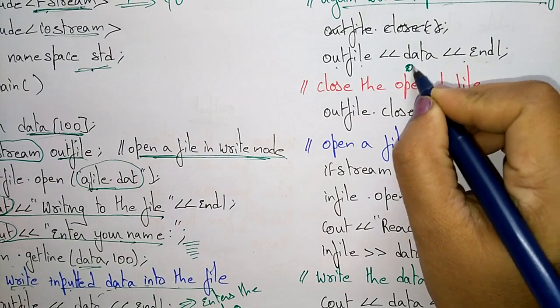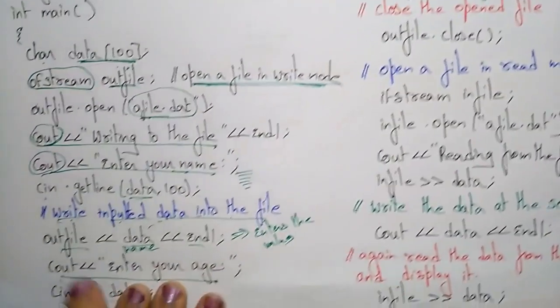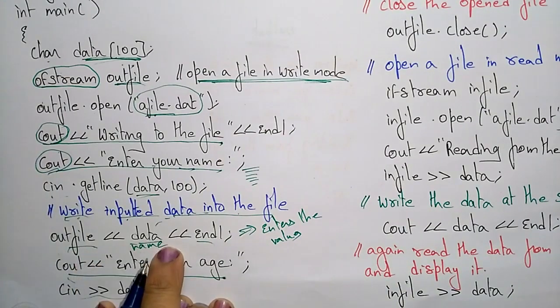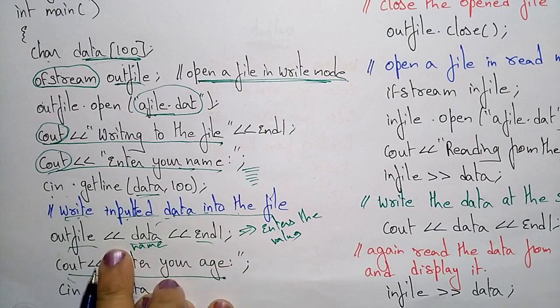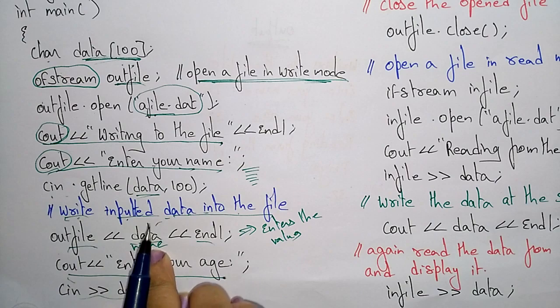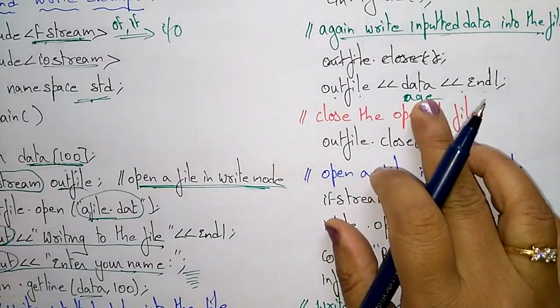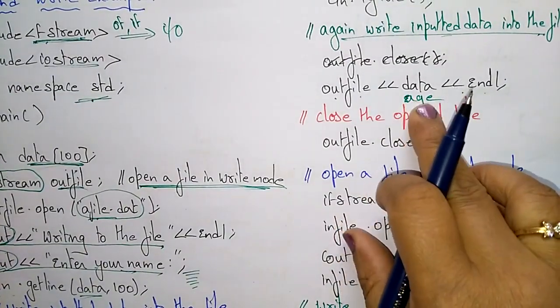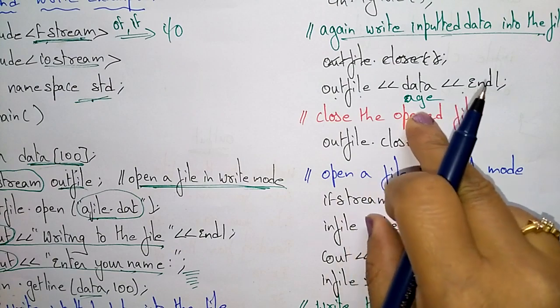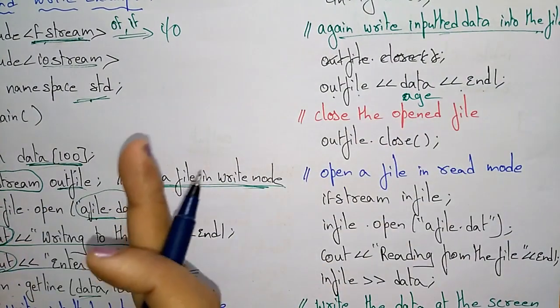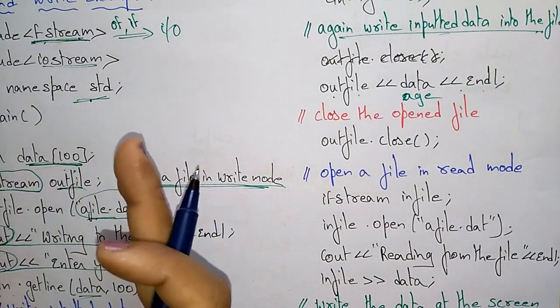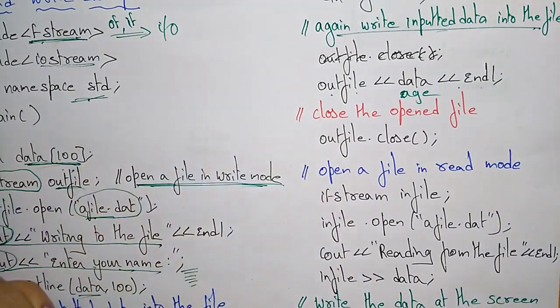Here the age will be entered. Out file, insertion operator, data endl. Here the name is entered, and again, another write of inputted data into the file, that is the age is entered. Now in the output file I entered the name and the age.